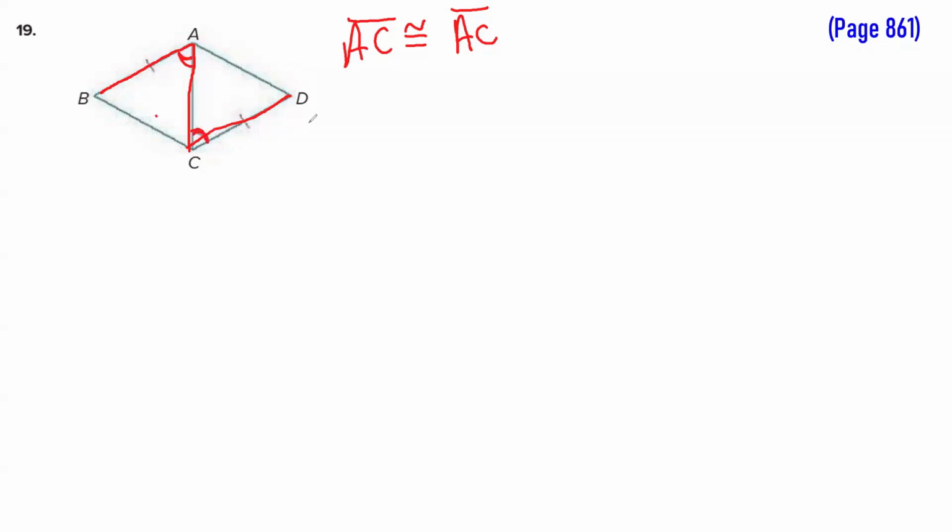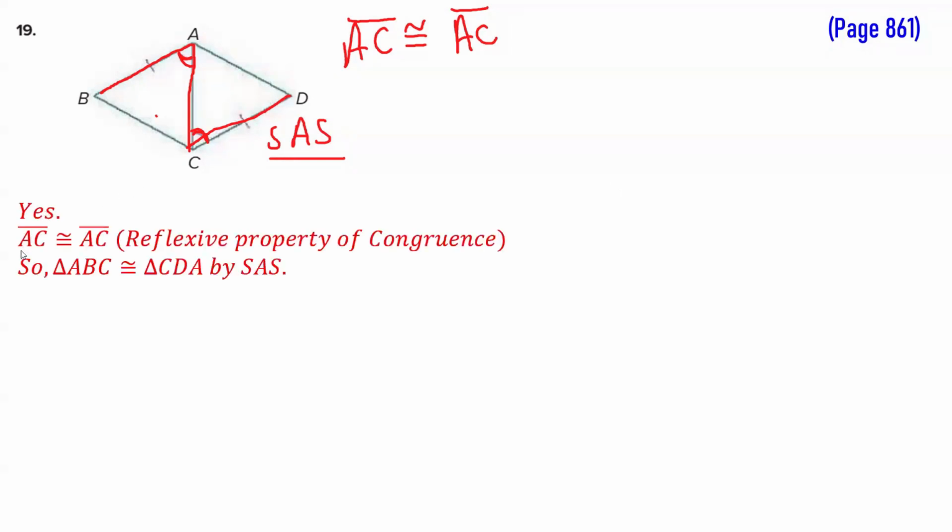So what comes to our mind is SAS, side angle side. So in this case, I can say yes, this side, as we mentioned, is congruent to itself, and this is the reflexive property of congruence. And so the angle here is congruent to this angle. So I can say that the triangle ABC is congruent to the triangle CDA by SAS.